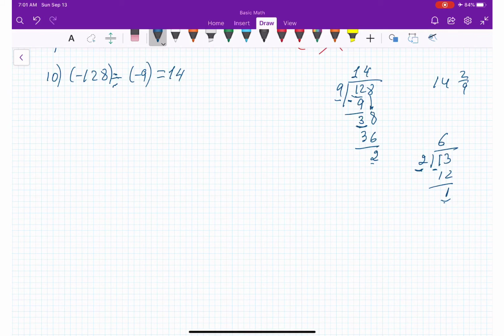Next one. Negative 0.8 divided by 0.02. So negative, positive. The result is going to be negative. Okay, now let's divide.